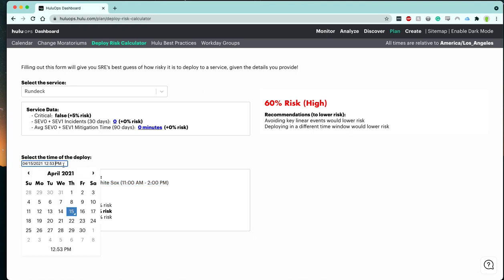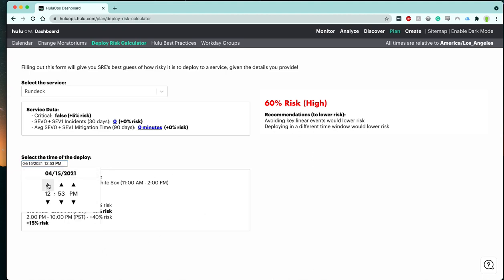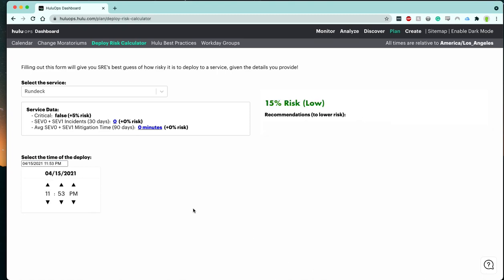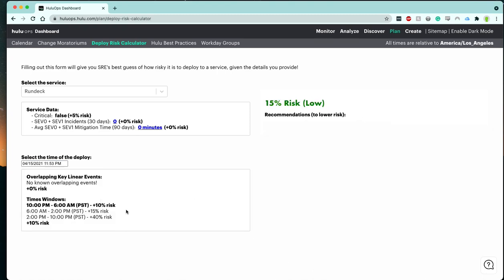So what if I said, all right, that's a little bit too iffy for me. I don't feel comfortable doing it. What if I change my deployment to 11? Well, guess what? It's a pretty good window, 10 p.m. to 6 a.m. Pacific Standard Time. It's very low, right? So it's 15%. It actually doesn't get any lower than that. So you should be good, right?